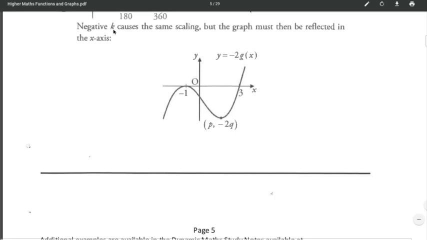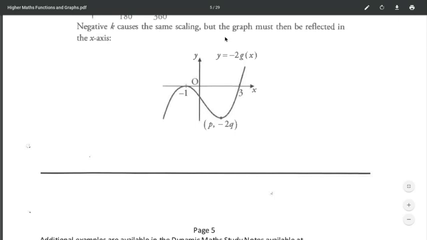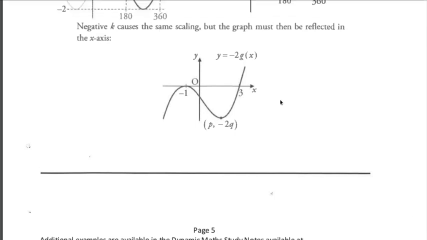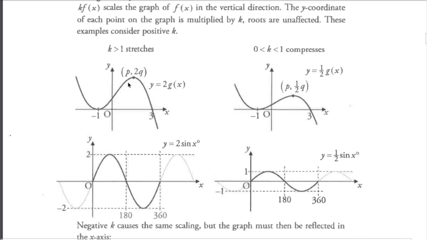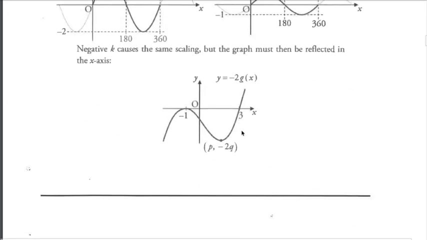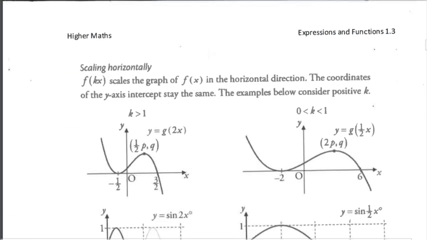A negative value of k causes the same scaling, but the graph must then be reflected in the x-axis. So let's have a quick look at 2g(x) again. So here's 2g(x). If it was -2g(x), I would essentially flip this curve, or reflect this curve, in the x-axis, which, as we can see, it does.